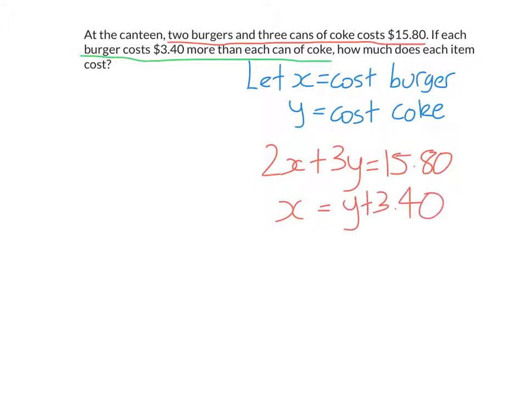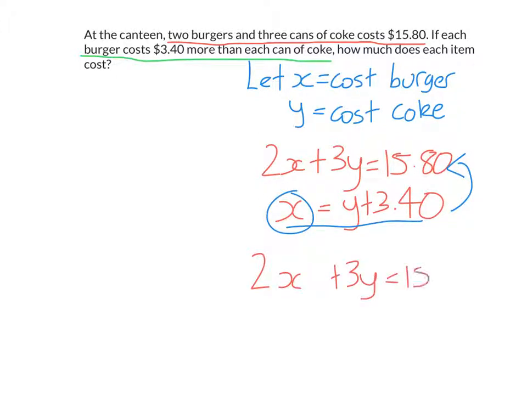Now I've got two equations. It looks just like the simultaneous equations we solved on the previous slide. So I'm going to substitute this equation into the first one. I'm substituting this one because x is the subject of the equation. I'm going to rewrite this first equation, 2x plus 3y equals $15.80. And now I'm going to replace x. I'm going to rub it out, and in its place, I'm going to write y plus $3.40.